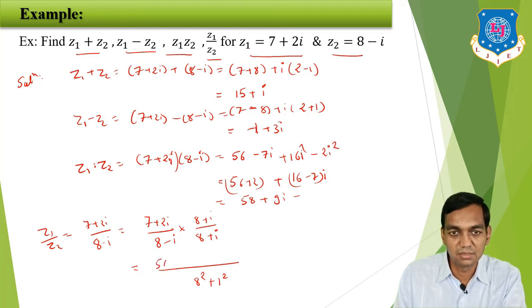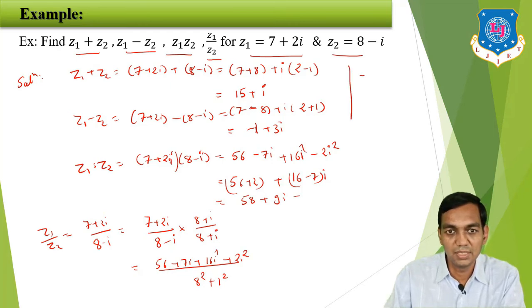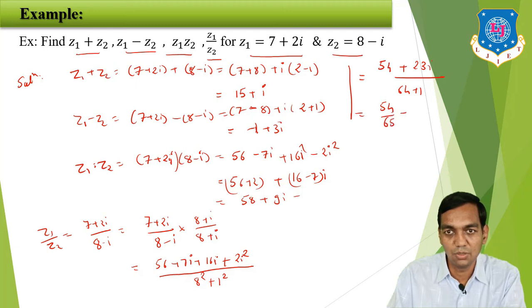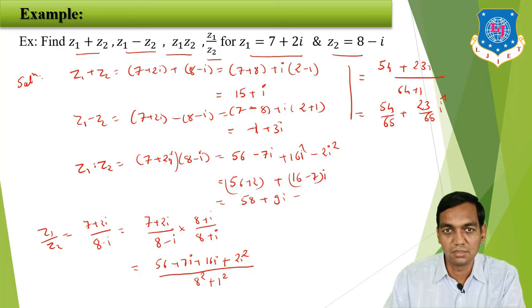In the numerator, 7 into 8 is 56, plus 7i, plus 16i, plus 2i square. So if you simplify this, i square is minus 1, so 56 minus 2 will be 54, and 7 plus 16 will be 23i, divided by 64 plus 1, that is 65. So 54 upon 65 plus 23 upon 65 into i. Okay? And this is the answer.